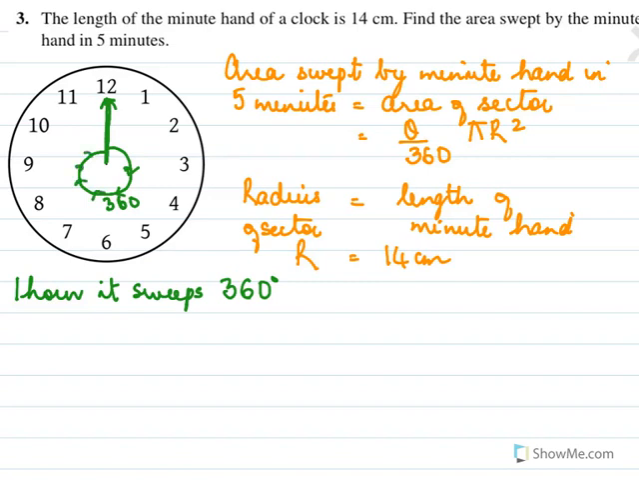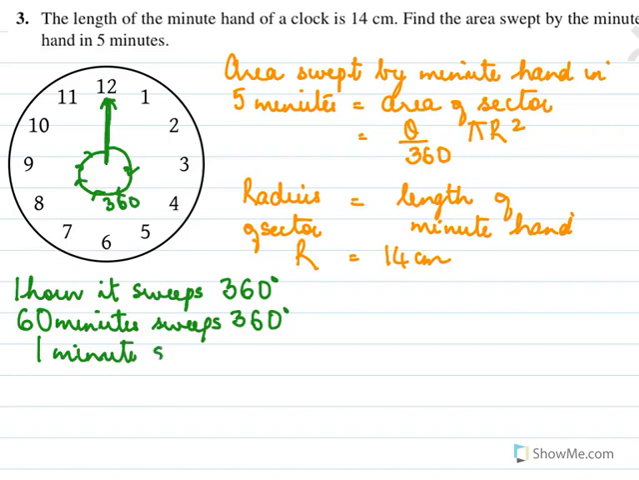This is 360 degrees. So 1 hour is 60 minutes. In 60 minutes, the minute hand sweeps 360 degrees. Therefore, in 1 minute, it will sweep 360 by 60, which is 6 degrees. And we need to remember this. In 1 minute, 6 degrees.